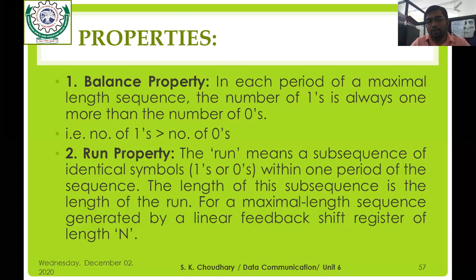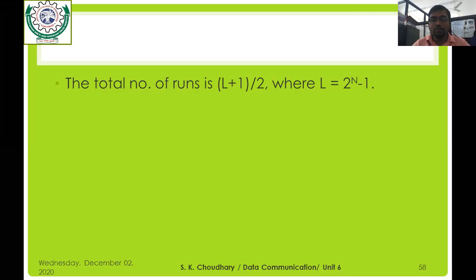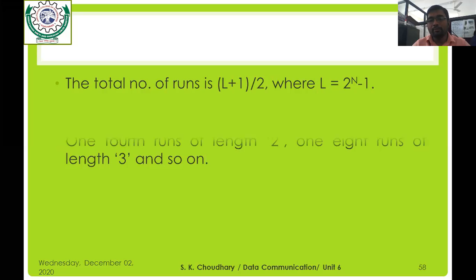The second one is the run property. A run means a subsequence of identical symbols, ones or zeros. So whatever sequence is generated could have some subsequences of identical symbols within one period of the sequence. The length of this subsequence is the length of the run. For the maximal length sequence generated by the linear feedback shift register of length n, you can define the number of runs. The total number of runs is (L plus 1) upon 2, where L is equal to 2 raised to the power n minus 1.